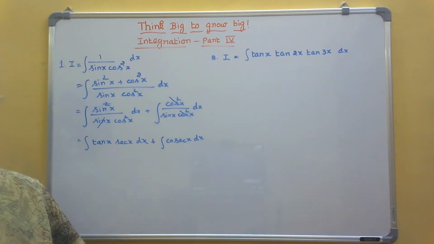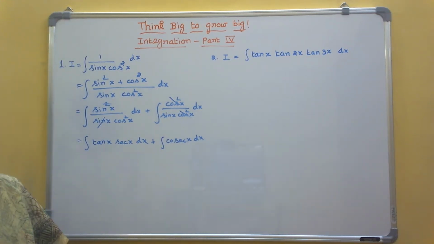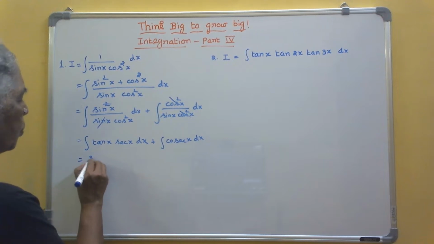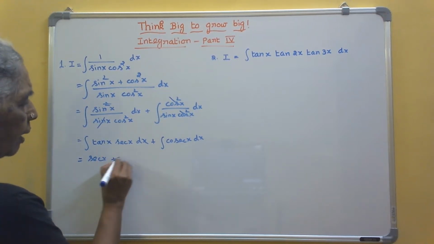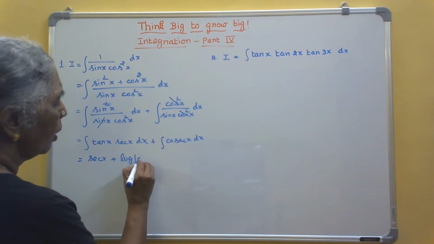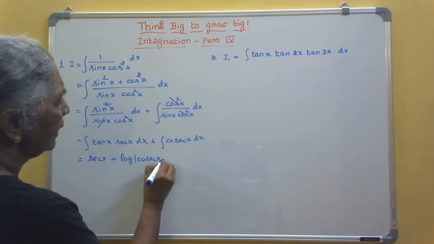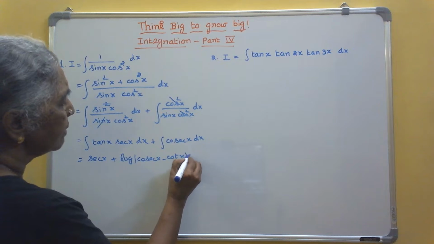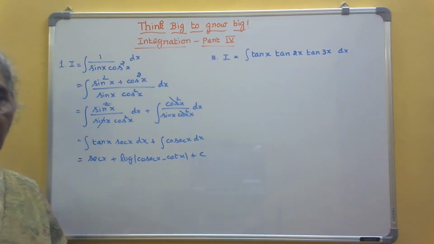Now you have direct formula for the 2 integrals. So the first one you will get secant x. The second one you can write any one of the 3 formulae, log mod cosecant x minus cot x plus c. Don't forget to add c.